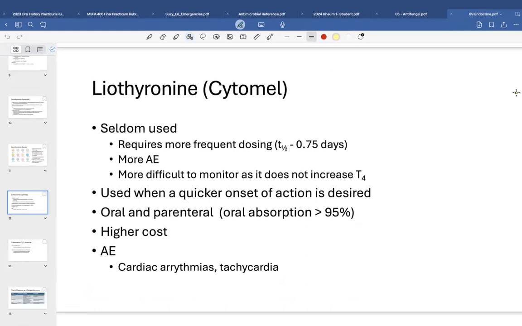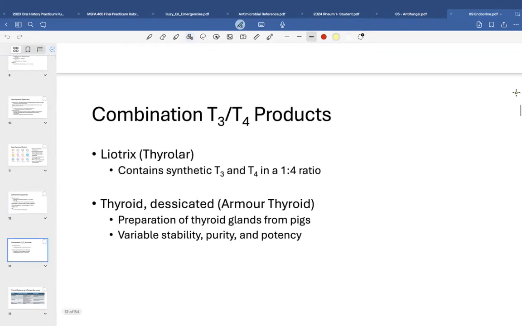The liothyronine actually has a better oral bioavailability than levothyroxine. It's not as mass produced. The economy of scale is such that it actually costs more, even though it's not used as much. And again, the adverse effect profile is less favorable. It has a higher incidence of tachycardia. And then there are the two T3, T4 products, one of which is made in a lab, synthetic Liotrix, and the other is made from thyroid animal sources.